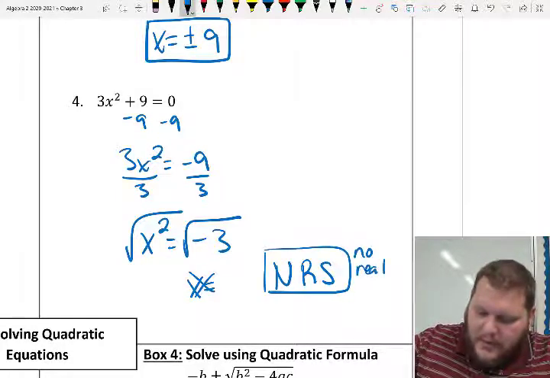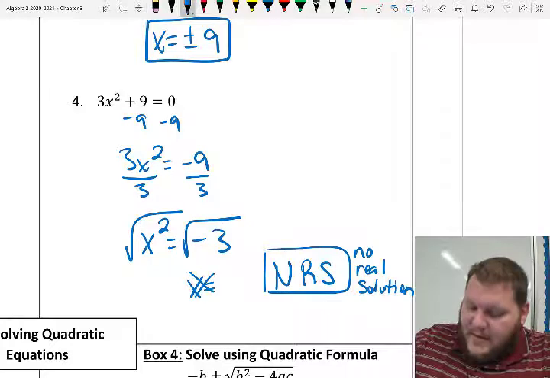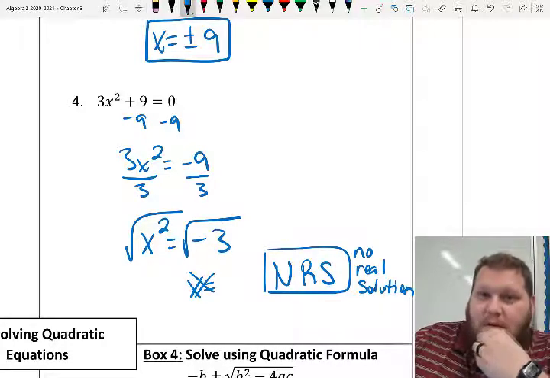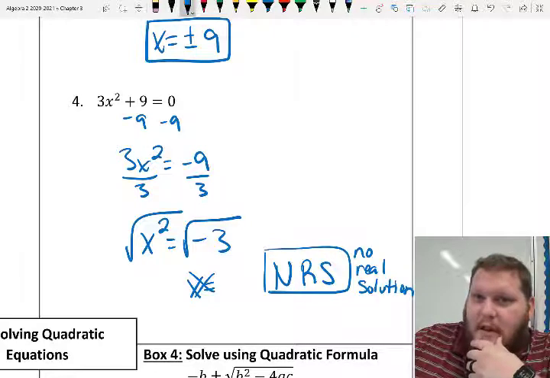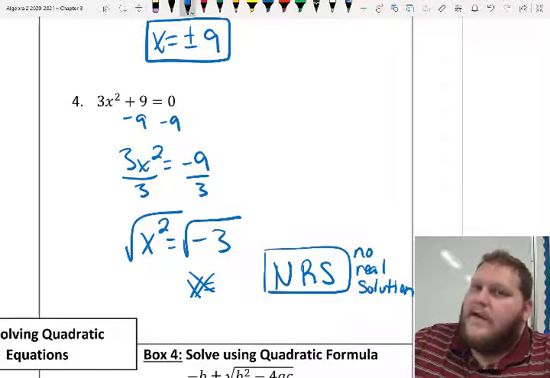No real solution. Later in this chapter, get excited, because we'll find out what we mean by no real solution, because we will come up with some non-real answers to that problem, which is fun and interesting. That's what complex numbers are. That's the second part of this chapter. We're going to do some imaginary numbers.